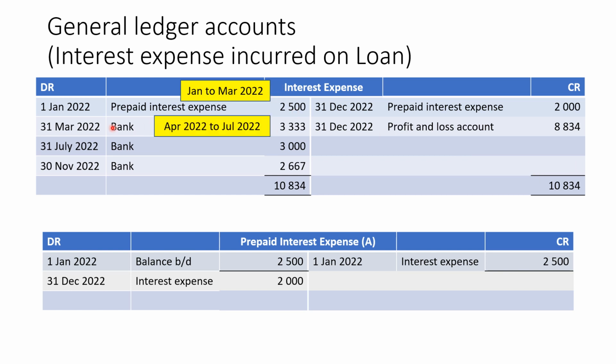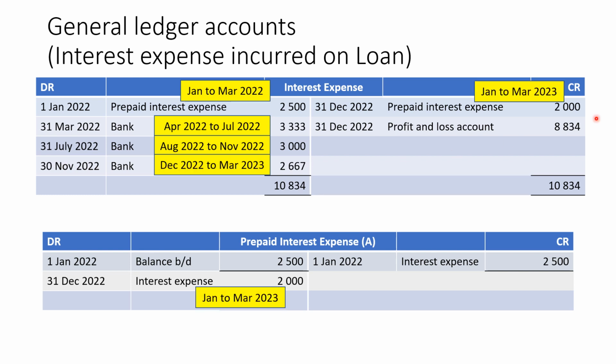Then we made a payment on the 31st of March for the next 4 months, April to July. Then on the 31st of July, we paid August to November. And then on the 30th of November, we paid December 22 to March 2023. Then we did an adjusting journal entry where we took out the interest for January to March 2023, and we showed that as a prepaid interest expense.